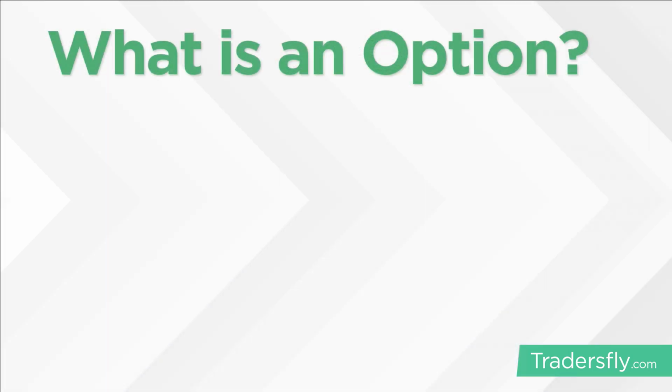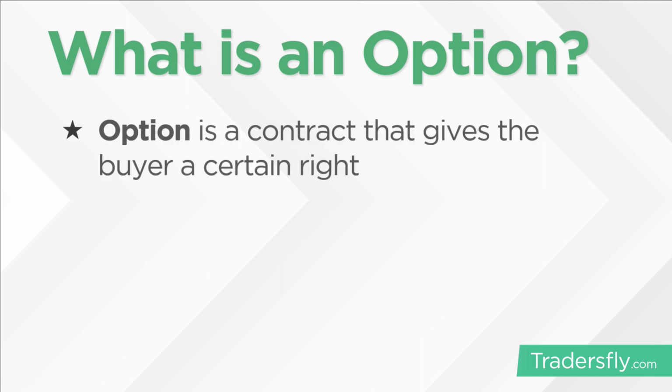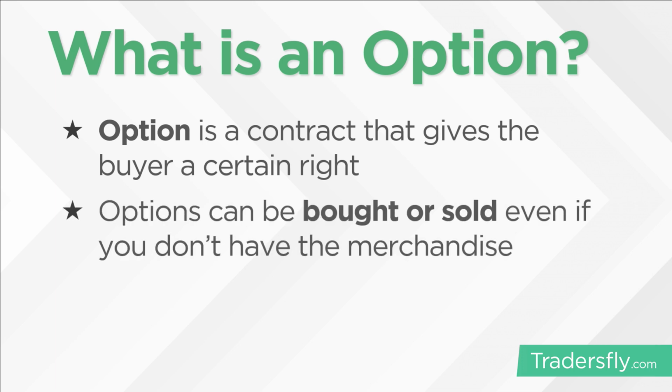So first things first, if you don't know what an option is, you need to understand the basics behind an option before understanding a call and a put. So an option is basically a contract that gives a buyer a certain right. Now, options can be bought or sold even if you don't have the merchandise, meaning even if you don't own the stock. You can still trade options. So you don't need to own something to sell an option first.